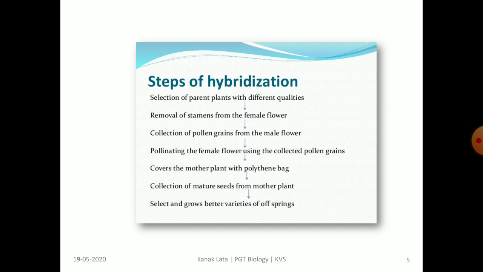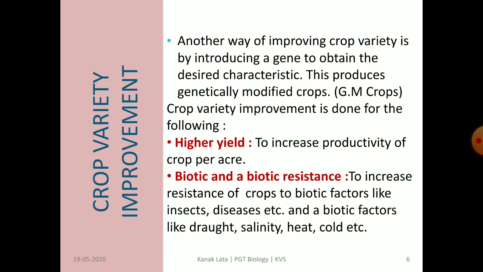As we have earlier seen, another way of improving crop variety is by genetic engineering, and is done by introduction of desired genes to obtain a genetically modified crop.